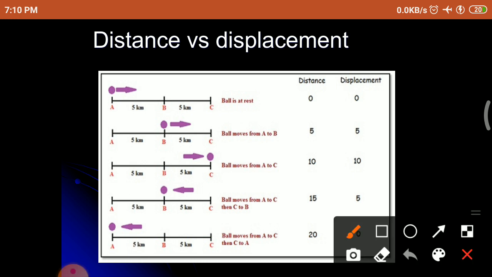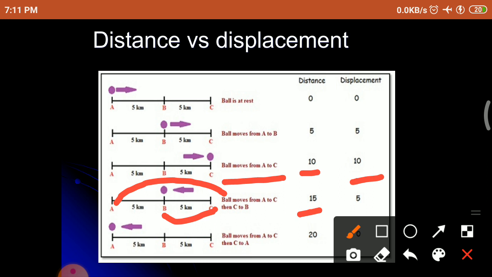The next, a ball moves from A to C. A to C means the total distance is 10. The displacement is also 10. Now the ball moves from A to C, then C to B. First, it moves from A to C, 10, and C to B, 5, totally 15.